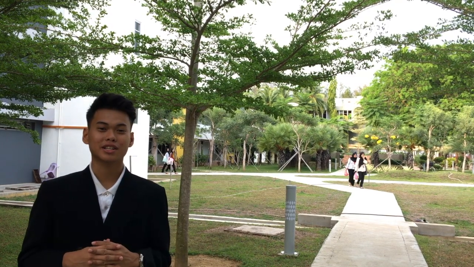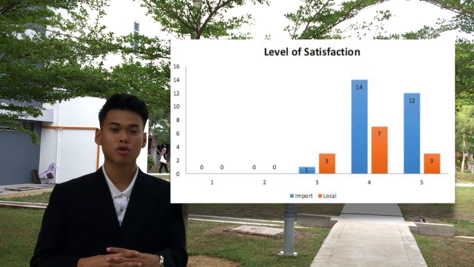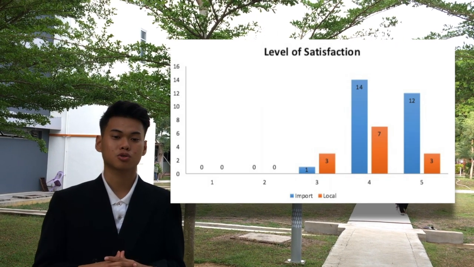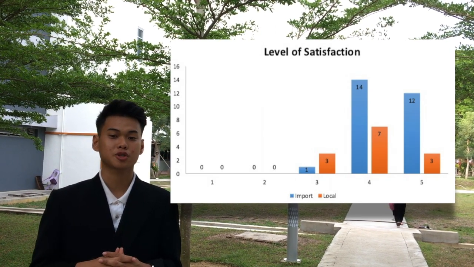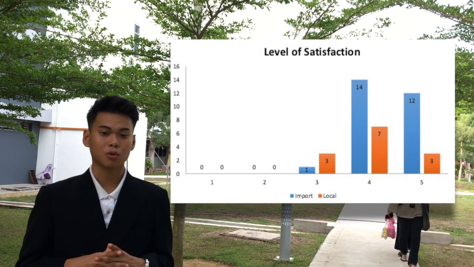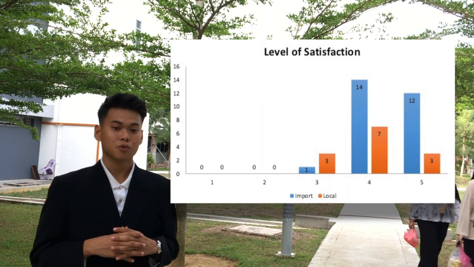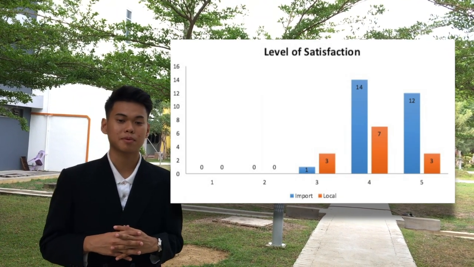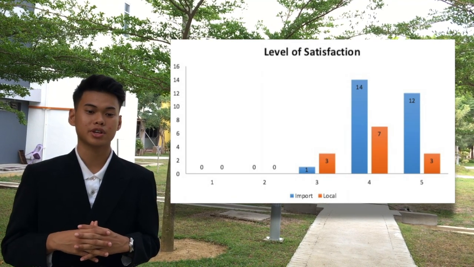Now I will explain about the level of satisfaction between import and local product that has been chosen by the respondents. The level of satisfaction is used to measure how satisfied the respondents feel about the product that they choose. There are 5 levels of satisfaction from level 1 until level 5. From this chart, we can see that the respondents are not voting for the first 2 levels of satisfaction. This might be because the product itself can still be considered as good.